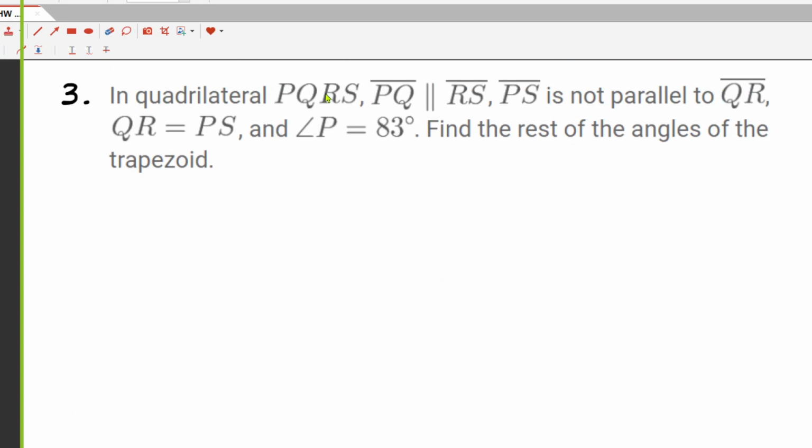In quadrilateral PQRS, PQ is parallel to RS. PS is not parallel to QR. QR equals PS, and angle P is given, which is 83 degrees. Find the rest of the angles of the trapezoid. Okay, since the legs of the trapezoid are equal, the trapezoid is isosceles, right? This is a property of the trapezoid. And therefore, angle Q must equal angle P, right? Which equals 83 degrees.